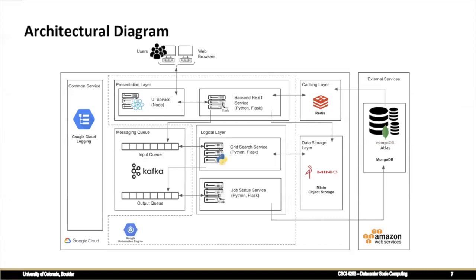Now let's take a look at the architecture diagram of the entire step that we just now did. So here we have the users using their UI web client, and they're going to get into the Node.js server frontend.